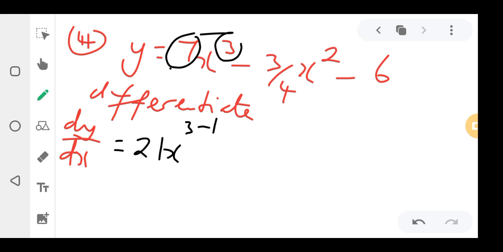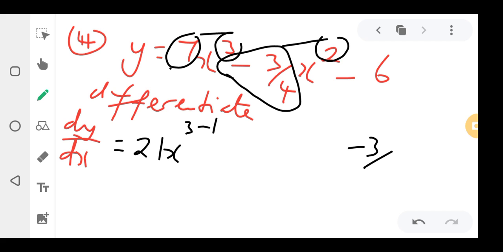And then, what is in front of x? It is negative 3 over 4. So negative 3 over 4 times the power there, which is 2. I'm just calculating here because there's no space. We are multiplying negative 3 over 4 times the power, which is 2. Roughly, 2 into 2 is 1, 2 into 4 is 2.